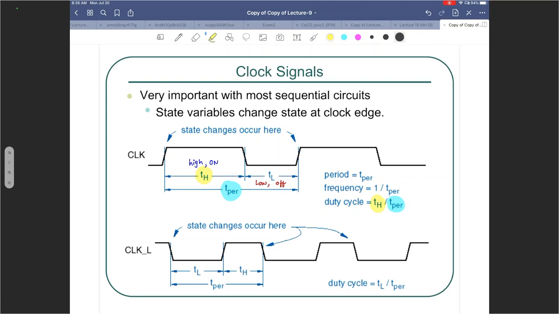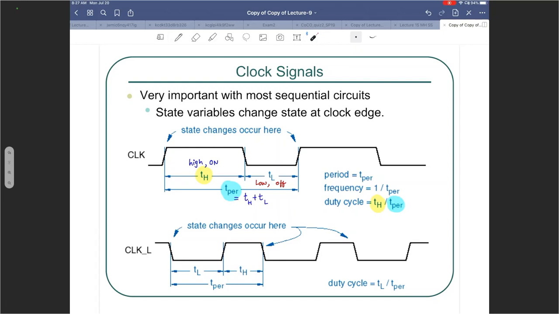So T sub PER is essentially T sub H plus T sub L. And that's the duty cycle. Frequency is dependent on the time period. So that is just 1 over the time period here. And the time period of the signal we have indicated as T sub PER.